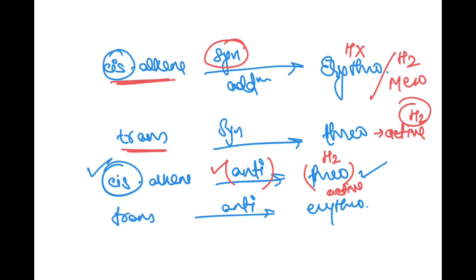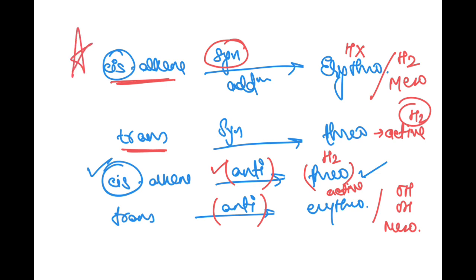But if on a trans molecule you are doing anti addition, and the groups are the same, for example two OH groups, let's say you are getting dihydroxylation, right? You will get a meso molecule. So be careful about what kind of molecule you have taken.